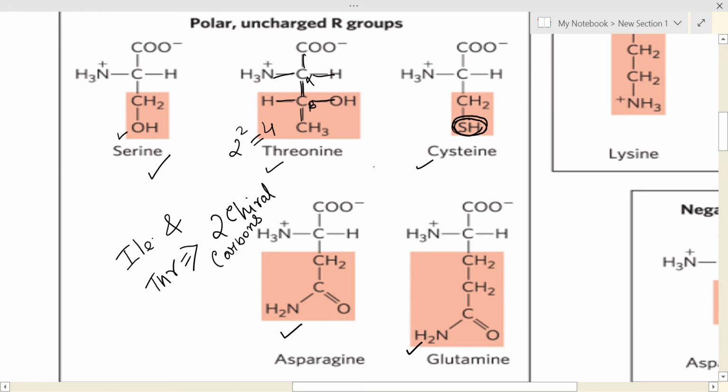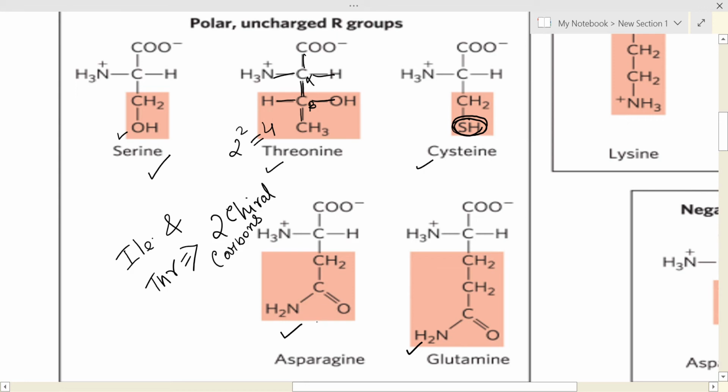So in my next video I will emphasize on each of the amino acids. In this video, I am not explaining what a disulfide bond is, but cysteine is known to make disulfide bonds because it has the sulfhydryl group, the SH group, which is ionizable.